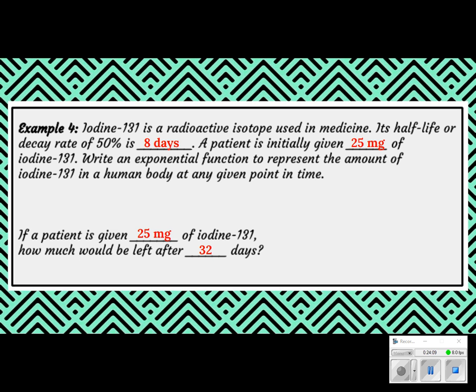Okay? A patient is initially given 25 milligrams of iodine-131. We're going to write an exponential function to represent the amount of iodine-131 in a human body at any given point in time. And then later on, if a patient is given 25 milligrams, how much would be left after 32 days? Okay, so that's our question.